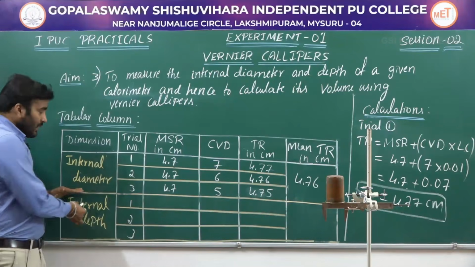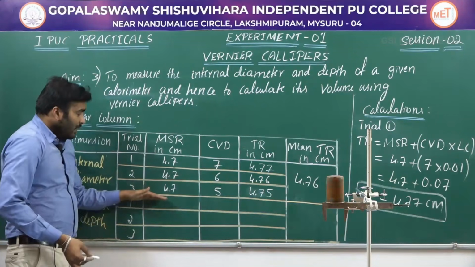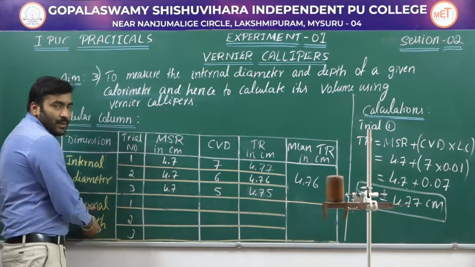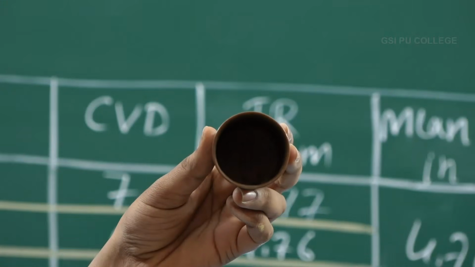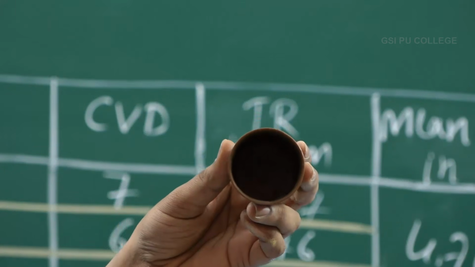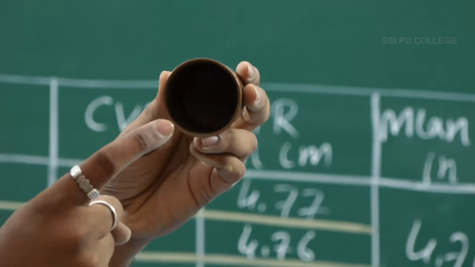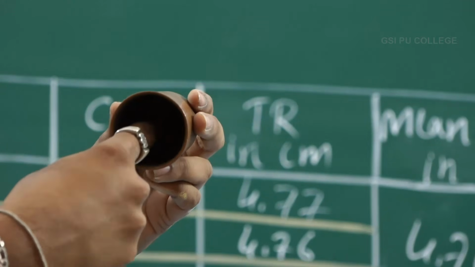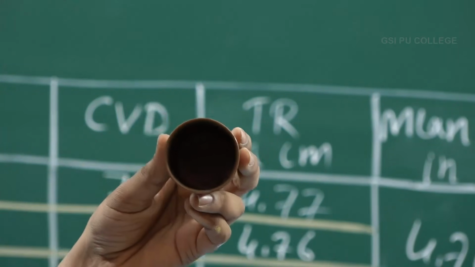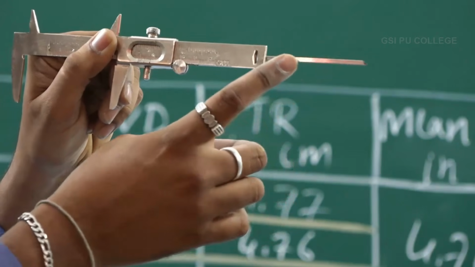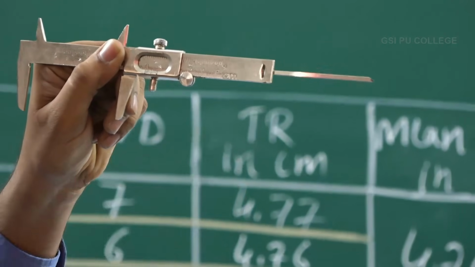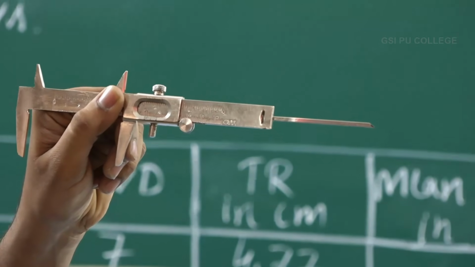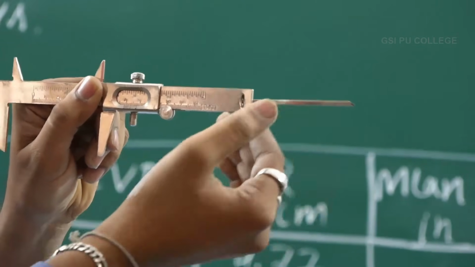Now we have to find the internal depth of the cylindrical object and let us do these calculations. Okay, main scale reading and CVD for this dimension. Now the second dimension we need to find here is the internal depth. So what is that internal depth? I already explained to you that it is the distance from this point to the bottom of the cylinder. So how do you find this? Now we have to use this strip. Till now we were using the lower jaws and upper jaws. Now for finding the internal depth of the cylinder, you need to use this strip.